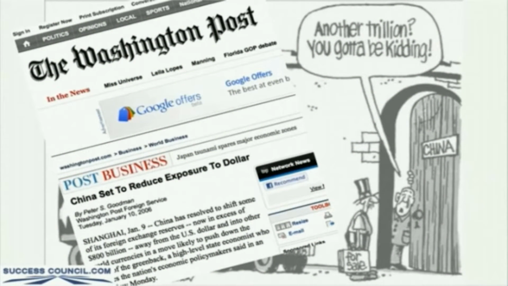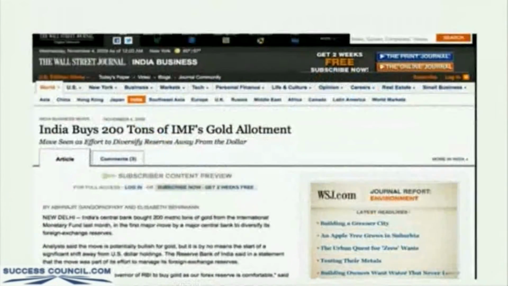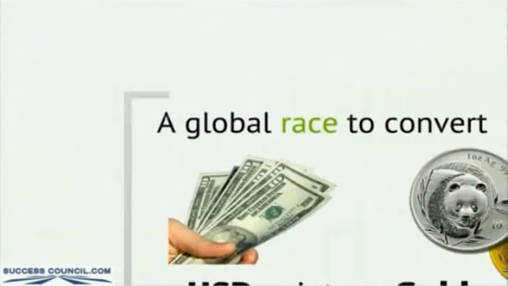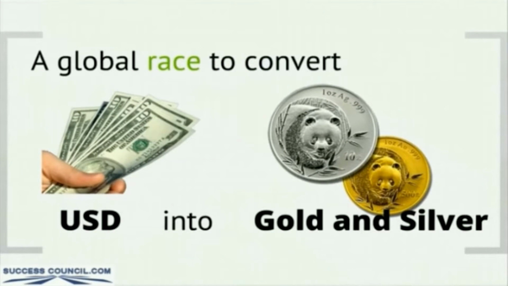Here's why. China, the biggest holder of U.S. dollars in the world, recently announced not only will they stop buying U.S. bonds, but they will sell off 1/3 of their U.S. dollar holdings and purchase 450 tons of gold. India just purchased 200 tons of gold as a way to diversify away from the U.S. dollar.